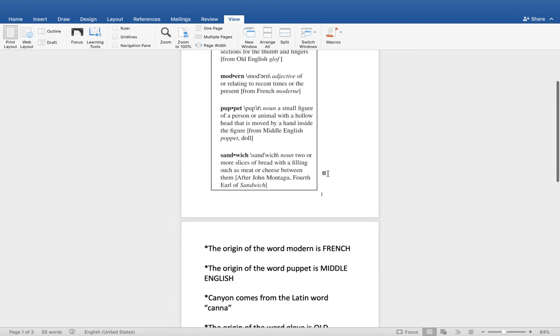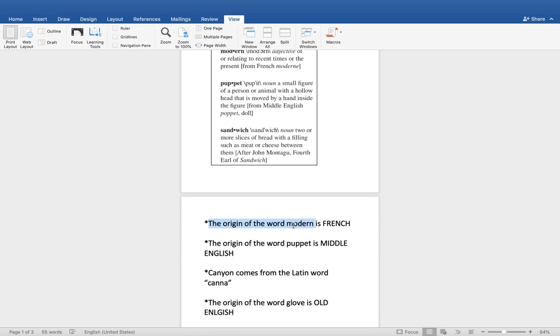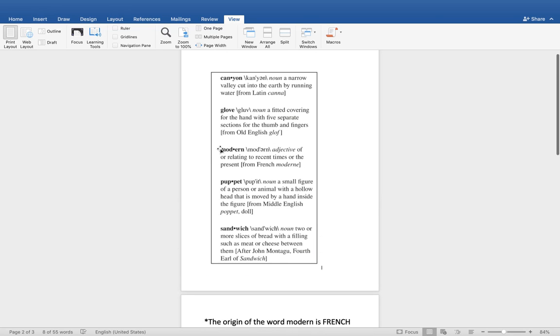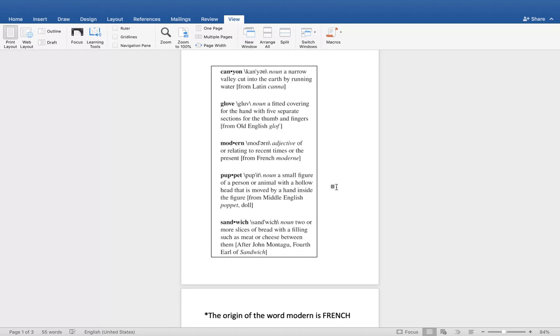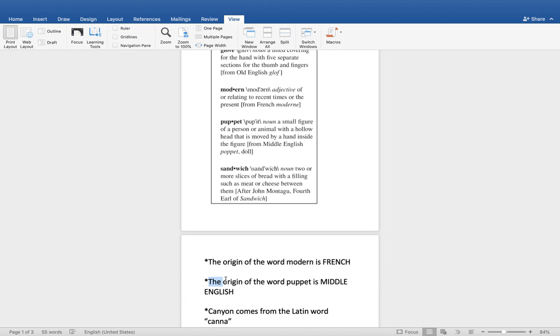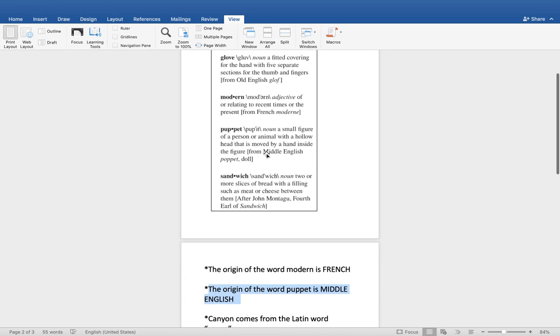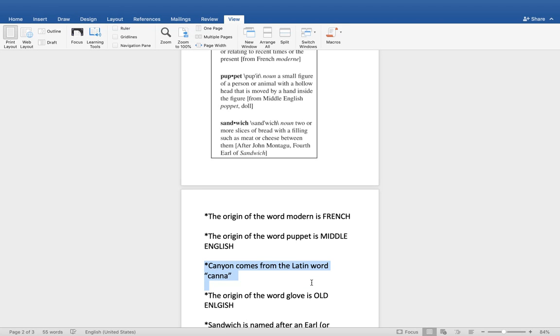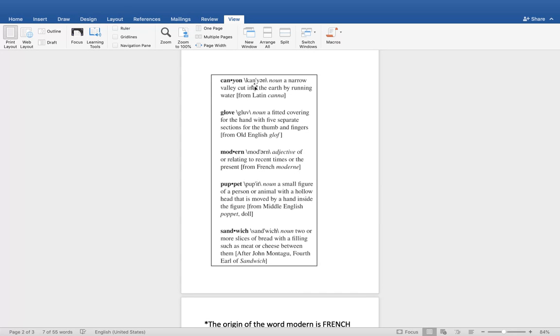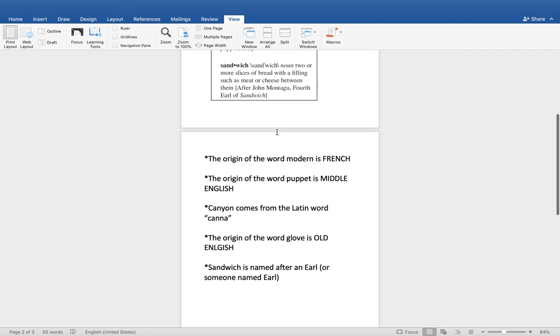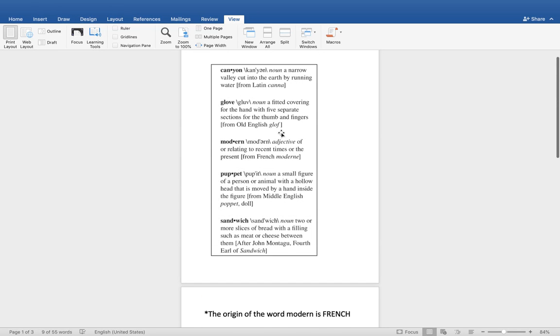The things that you need to pay attention to is that the origin of the word modern is French. Let's go back up here for a second and look at modern. Modern really is of French origin. So just try to remember that modern is French. You don't have to really remember what modern means necessarily. You just need to know that it is from French origin. And origin is where something comes from, by the way. The next one: the origin of the word puppet is Middle English. Remember that? Middle English up here with puppet. Canyon comes from the Latin word canna. So up here it said Latin word canna. The origin of the word glove is Old English. Up here, glove. Yep, it's Old English.